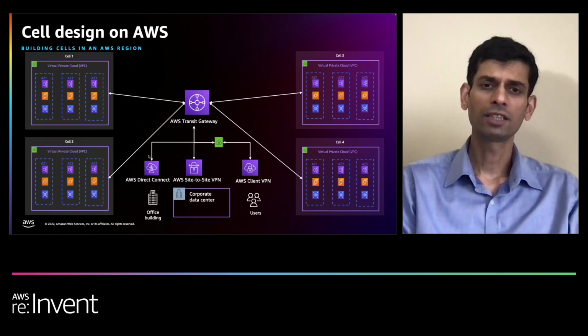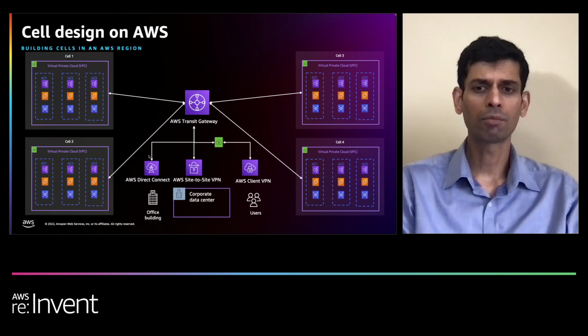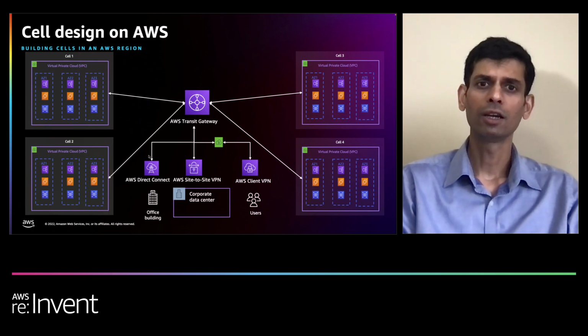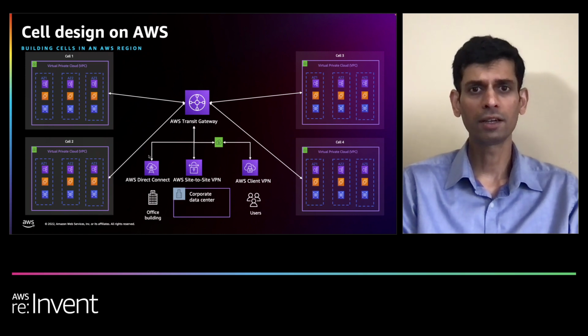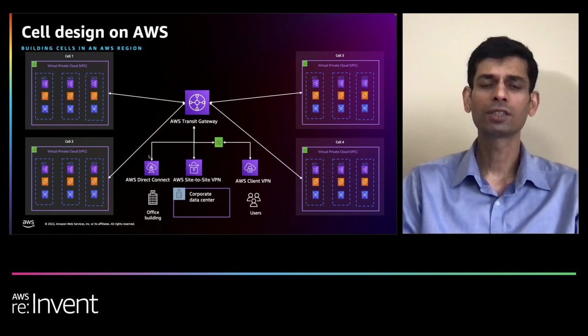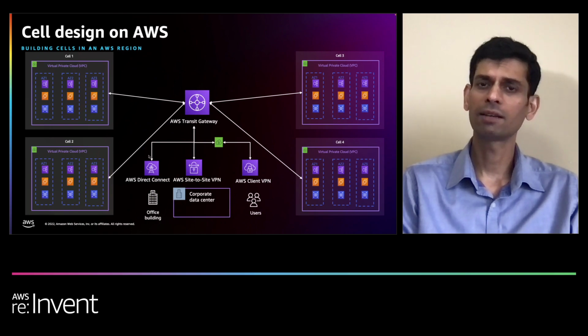Now, this Transit Gateway hub and spoke model can enable connectivity for other offline use cases. Let's say you have a data platform environment which needs to connect to these cells to capture all the data or query all the data for building use cases such as analytics and machine learning and so on.